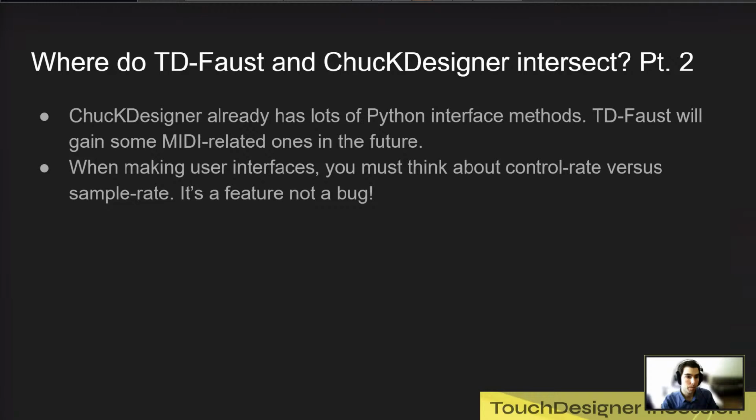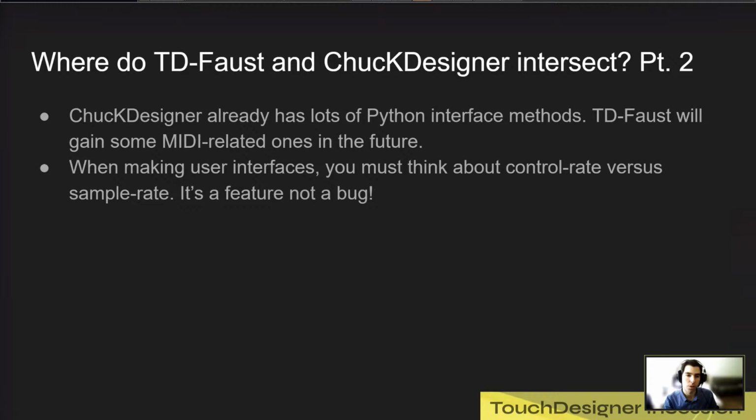When making user interfaces, you must think about control rate versus sample rate, and it's a feature, not a bug. This is one of the intricacies of audio programming, but it will serve you well if you understand it, and we'll be discussing that later in the presentation. Control rate is about affecting user sliders and interfaces. If in TouchDesigner you have a custom parameter that you're moving with your mouse and the value slider, that is only going to be changing at the video frame rate of the project, but audio is changing at audio rate, which might be 44,100 hertz. That discrepancy can cause issues, but we'll go over that more.